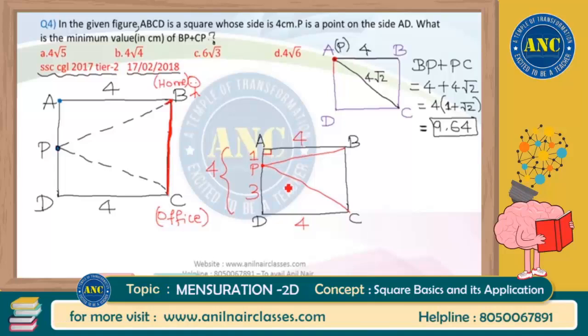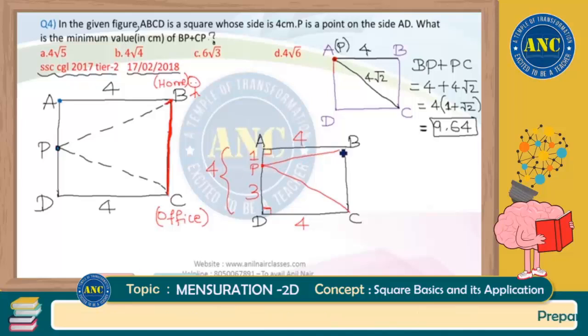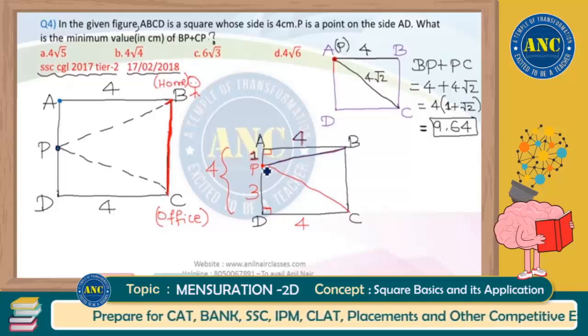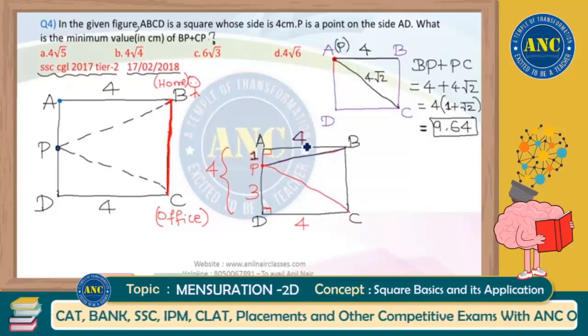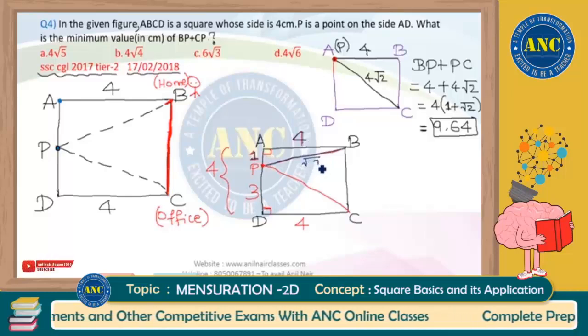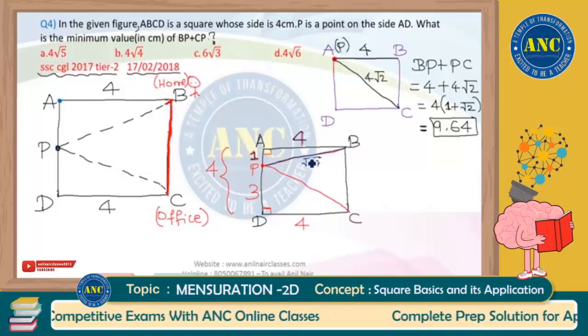This is a right angle triangle. This is also a right angle triangle. Think a little logically, sir. Can I say that in this right angle triangle APB, this value is 4, which is known? So this will be the hypotenuse. Hypotenuse is nothing but square root of 1 square plus 4 square, so it is root 17. That means BP value is root 17.